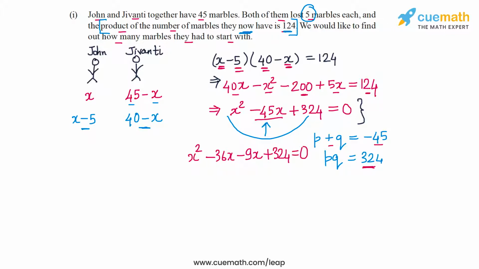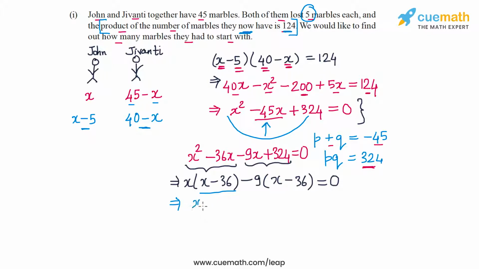Now we can factorize it and solve it. From the first pair, take out a common factor of x. So we get x times x minus 36. And from the second pair of terms, take out a common factor of minus 9. So now we will be left with x minus 36, and this is equal to 0. Now we have this common factor of x minus 36, so let's take that out. So we get x minus 36 times x minus 9 equal to 0. And from here we can get the two roots of the equation.